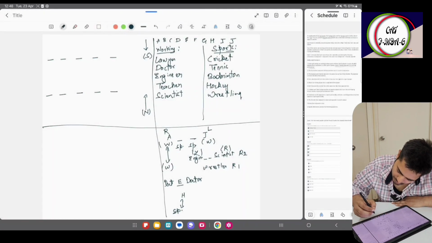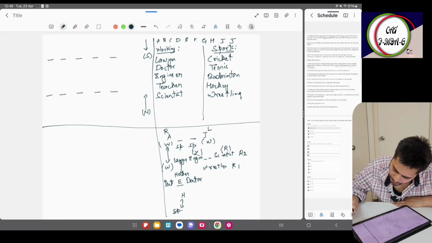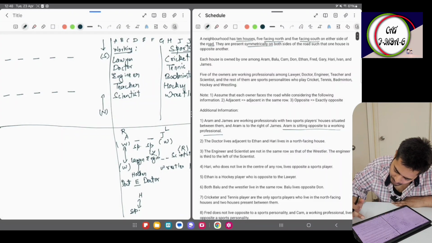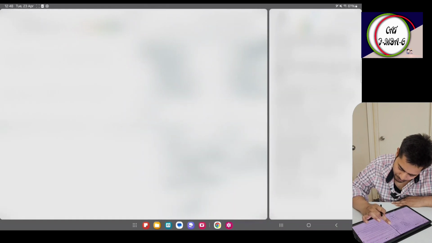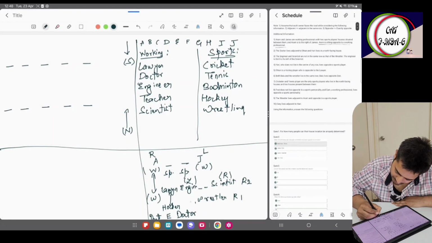So what is this? Ethan is hockey player, and this is opposite to a lawyer. Okay. What else clue is given? Then both Balu and wrestler live in the same row. So wrestler is here, so Balu is also here. And Balu lives opposite Don. So Balu lives opposite Don. Okay. Wrestler lives adjacent to Aram.